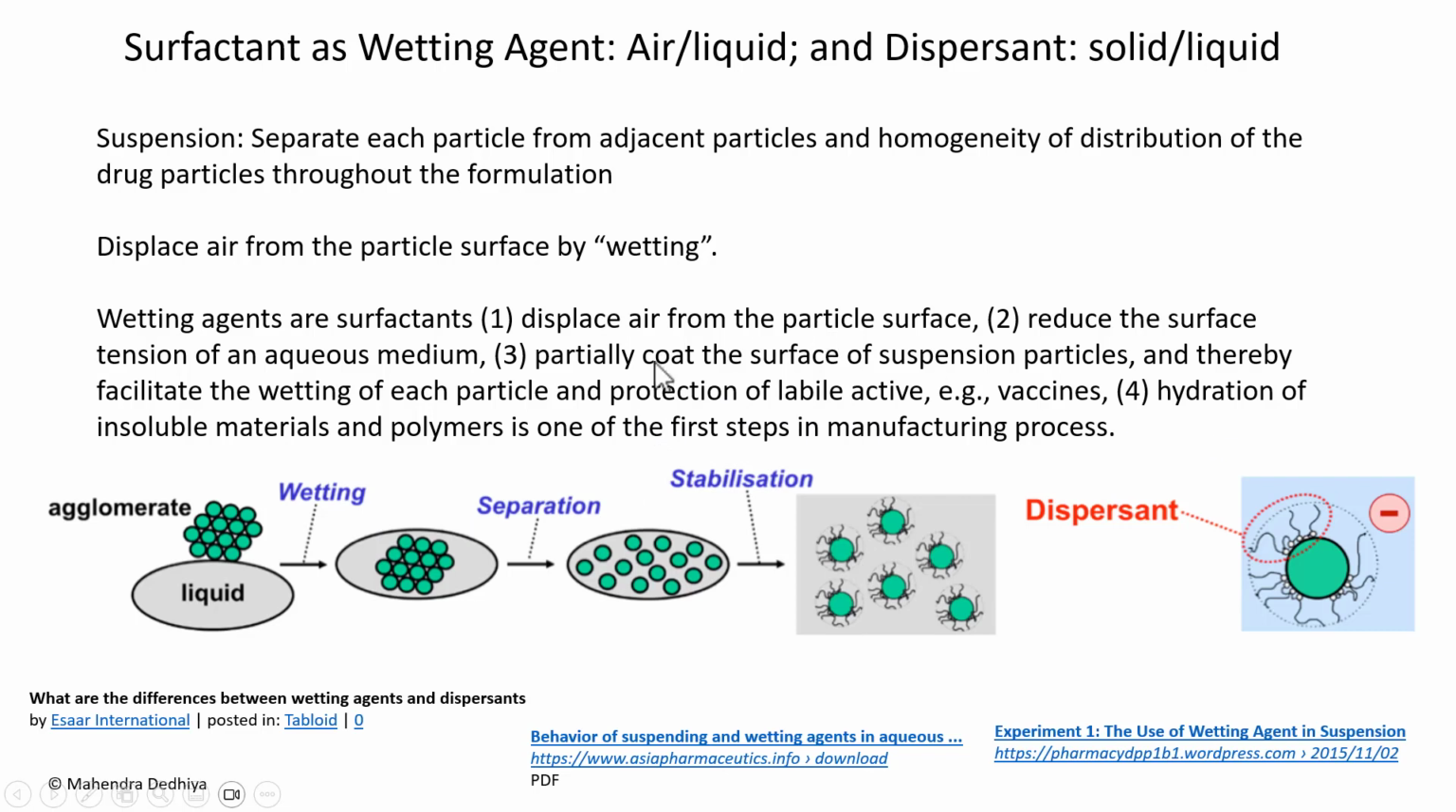Hydration or wetting of insoluble materials and polymers used in suspension is one of the first steps in the manufacturing process. Agglomeration of particles is shown here in green. It needs to be suspended in liquid to form a uniform suspension. The particles can be separated by providing mechanical energy, as you saw in the video. However, these particles will then settle back very rapidly. The particles need to be stabilized, and surfactants help disperse the particles and provide the barrier. So surfactants are important in suspension formulation.